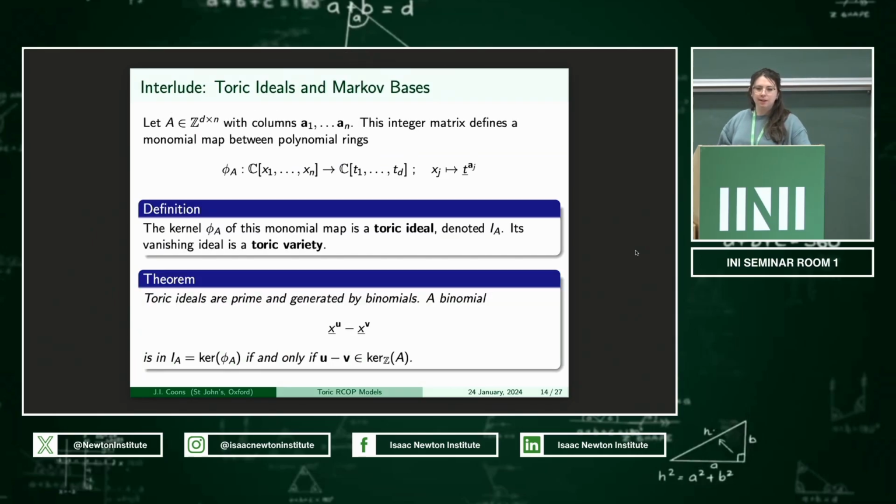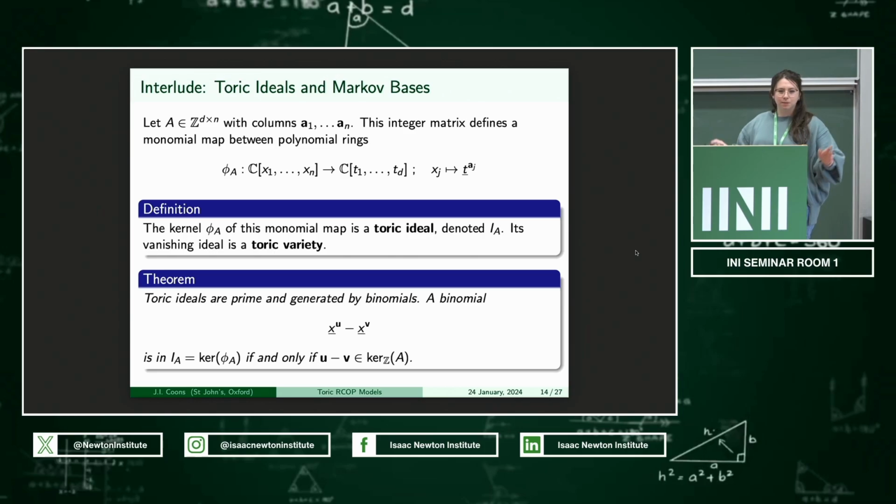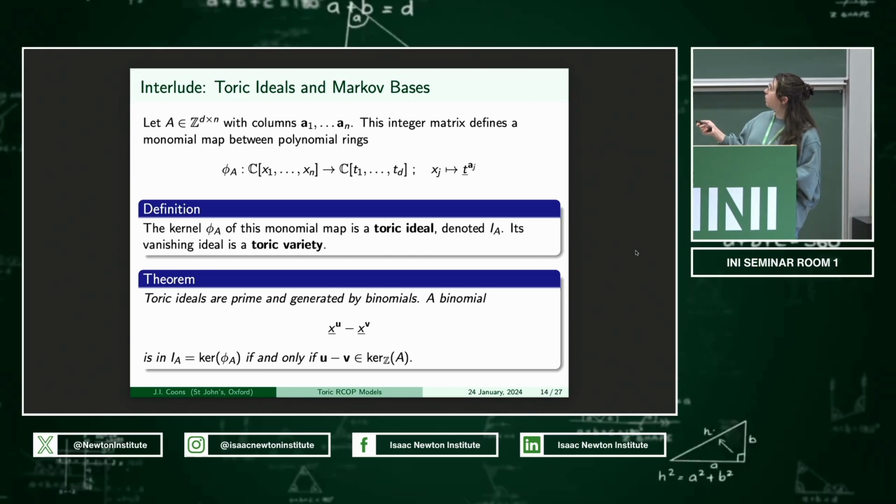I'm going to have a brief interlude on toric ideals and Markov bases, which is probably going to be familiar to most people here, but just in case, we'll go over this a little quickly. So if I have an integer matrix whose columns are, say, A1 through AN, then this defines a monomial map between the polynomial rings given by the columns and the one with parameters specified by the rows, where each xj gets sent to the product of the t's with the jth column as the exponent vector. And this is a monomial map.